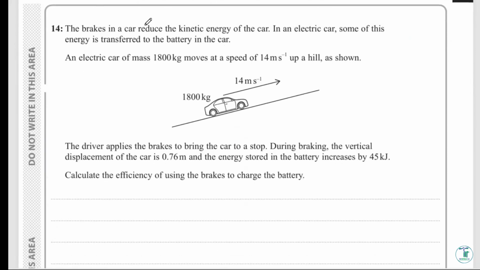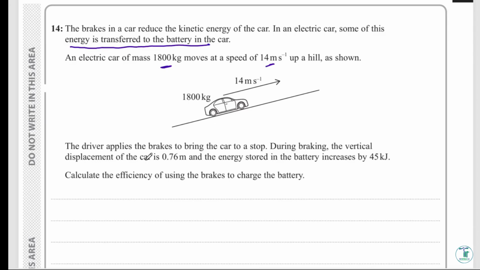You apply the brakes in the car and it reduces the kinetic energy. In an electric car, some of this energy is transferred to the battery of the car. So what does that mean? The input has to be the change in the energy, and the output has to be the energy transferred to the battery. So you've got this mass, you've got this speed, and you can calculate the kinetic energy, and it's going to apply some brakes.